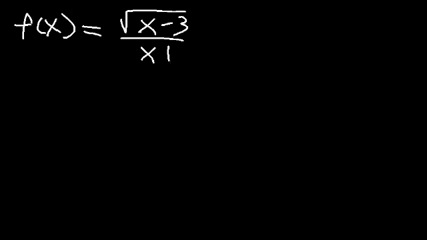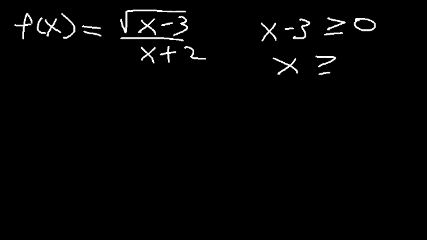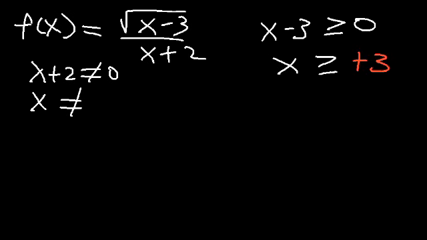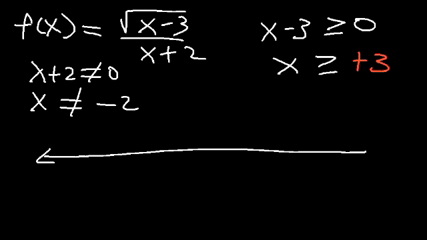Let's try this one. Now let's say f of x is the square root of x minus 3 divided by x plus 2. So just like before, we're going to set what's inside the radical equal to or greater than 0. So x has to be greater than or equal to positive 3. Now for the bottom, we know it just cannot equal 0. So therefore x cannot be negative 2.